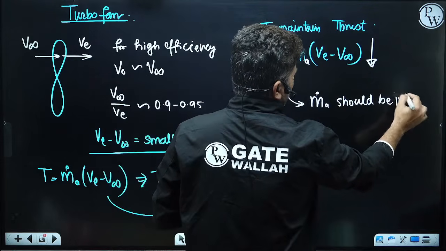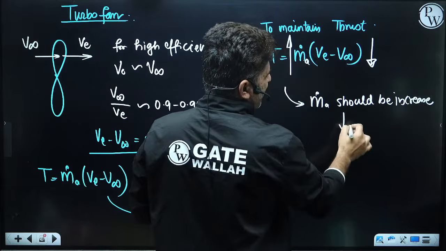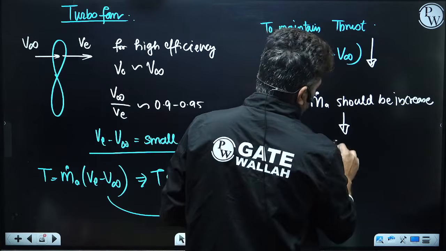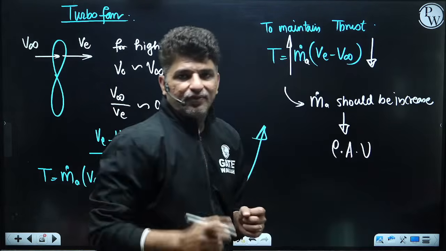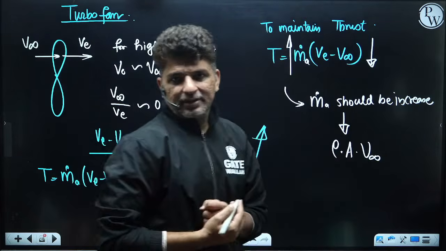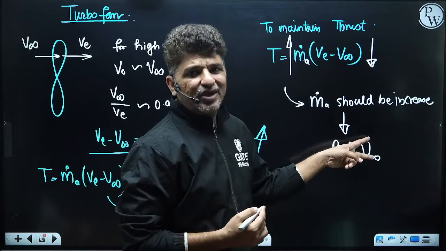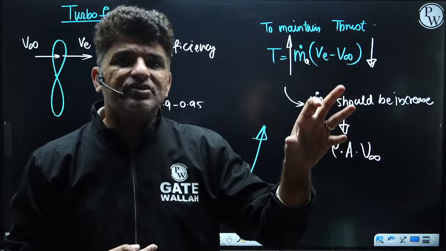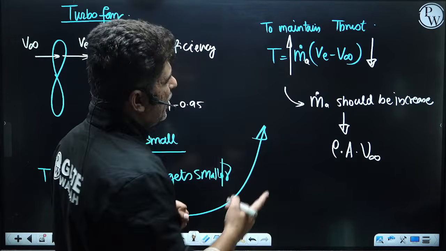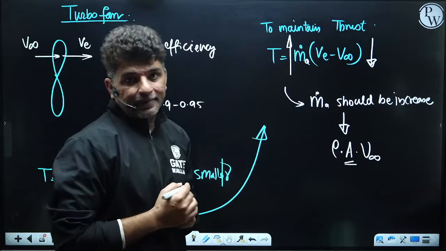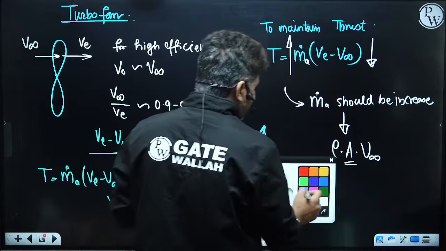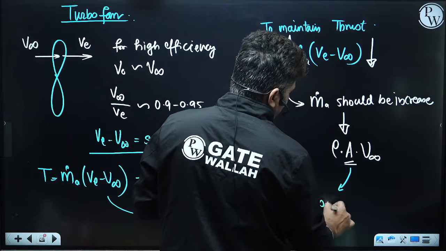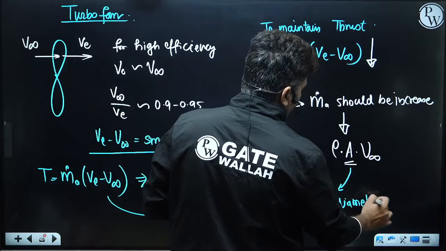Okay? And when you increase the mass flow rate, you see mass flow rate is nothing but rho into area into velocity. Velocity is nothing but the velocity of the air, so generally this remains constant. This V infinity also, for the time being, we will keep equal to V exit. So rho becomes constant, V infinity becomes constant. You are left only with a parameter called A. So what we do is we increase the diameter of the fan.